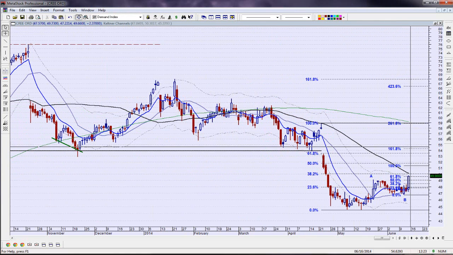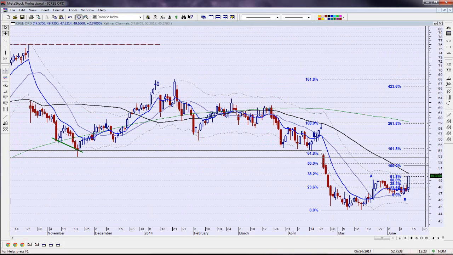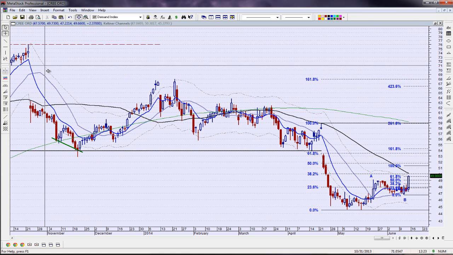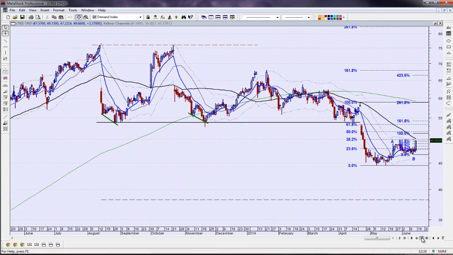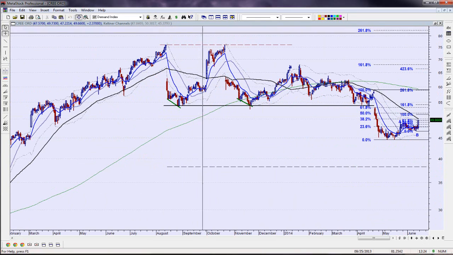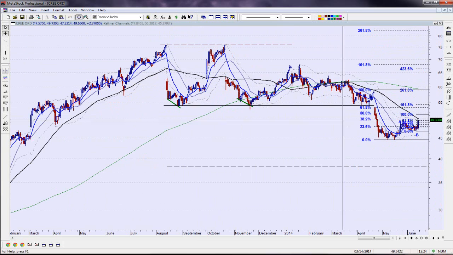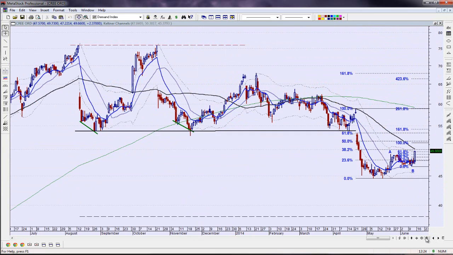Now, I'm trying to remember what I did with all these projections in here. Okay, a couple of things going on with CREE. I think we're in this big move down to the downside. Let me shrink it a little bit. We've got several waves down to the downside here in this corrective action.